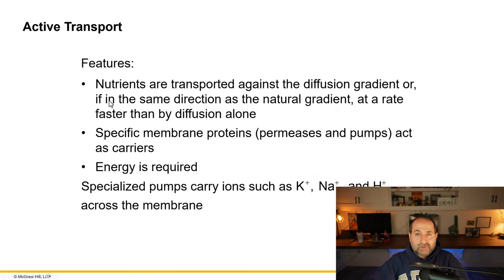Now, if you want to move a substance against the concentration gradient, from low concentration to high, across the membrane, this is known as active transport, and it's going to require energy. Energy is required for active transport. Moving a substance from low concentration to high means you're going against diffusion, and that would require energy. That would not be spontaneous.